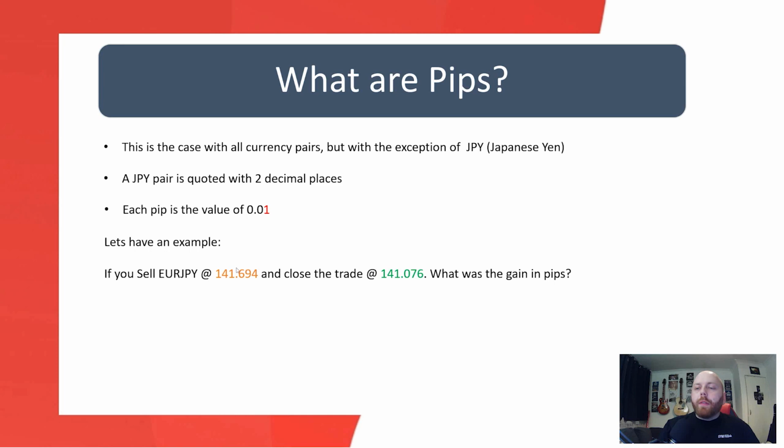And we sell that, so we're going to want the price to go down. And if in this case it did, and the price went down to 141.076 when we closed the trade, what was the gain in pips? How are we going to work that out?